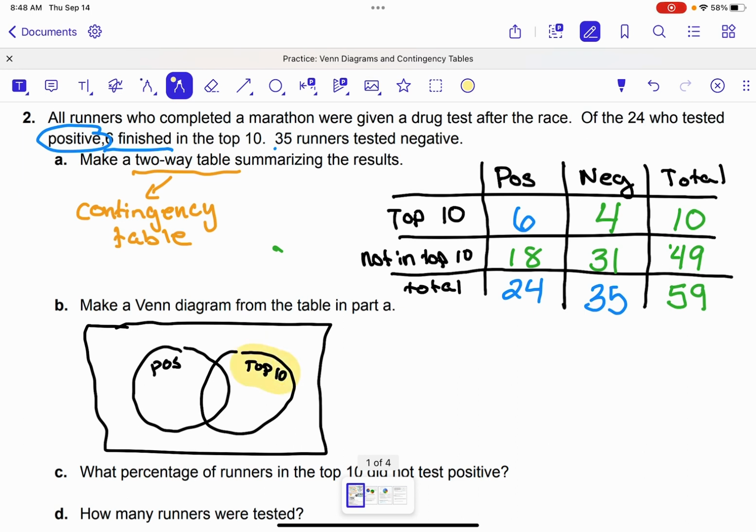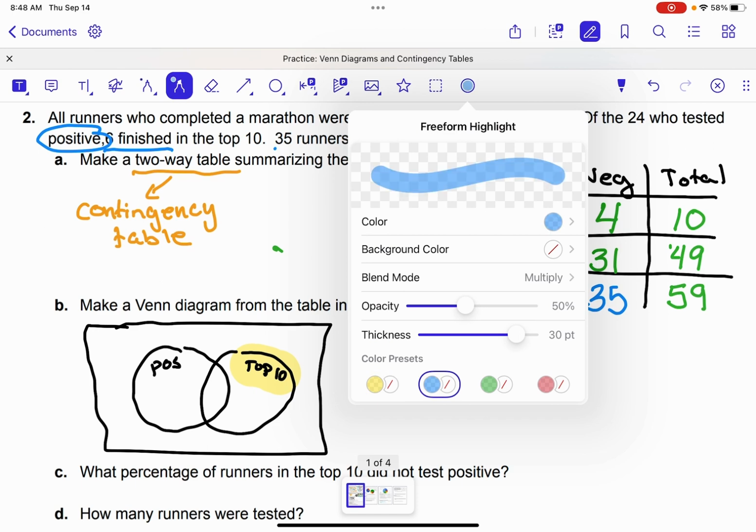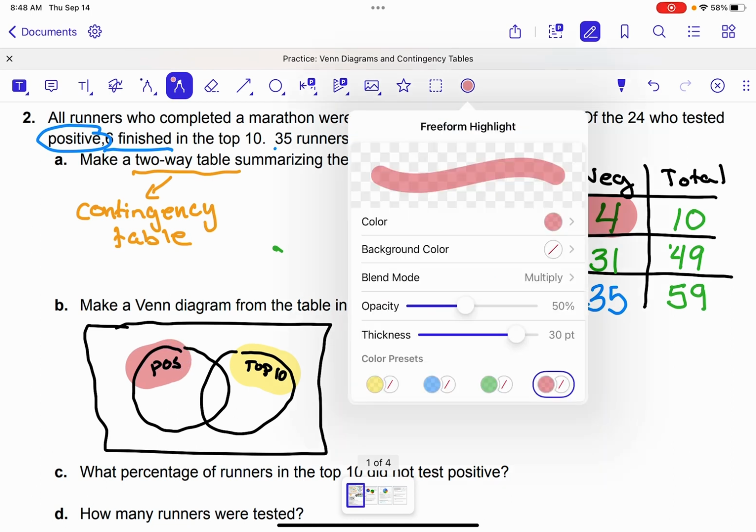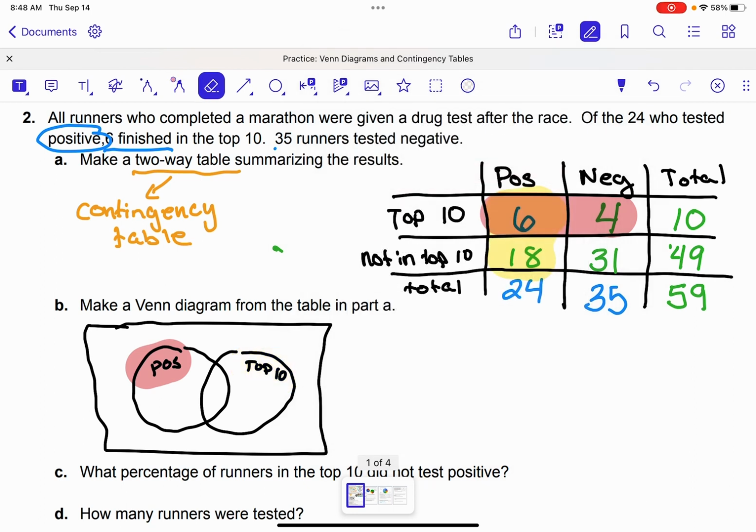So one of the variables we're focused on is this top 10. The other variable we're focused on is positive. Oops, I did that backwards. So positive and the top 10. And I highlighted it backwards here, so I'm going to erase and fix my highlight. So top 10, sorry about that, and positive.